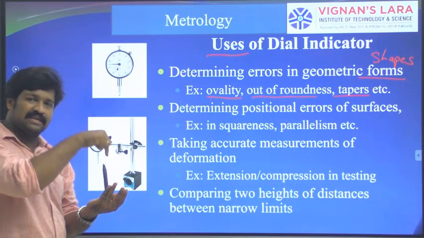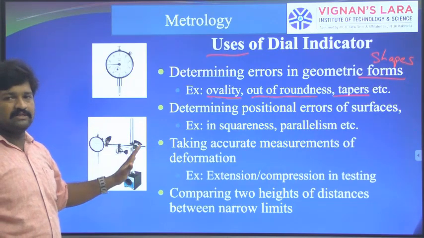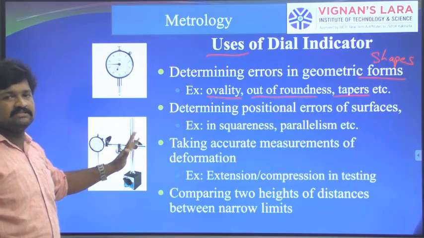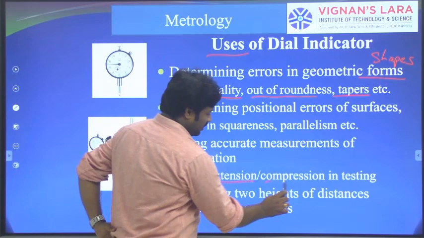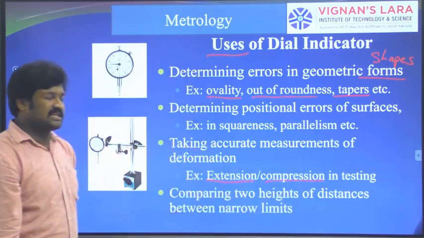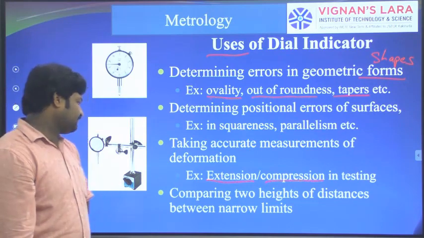At that condition, again we will check. The difference between the initial and the final dimensions is our elongation. Elongation is none other than extension. So extension or compression can be identified by means of these dial indicators.